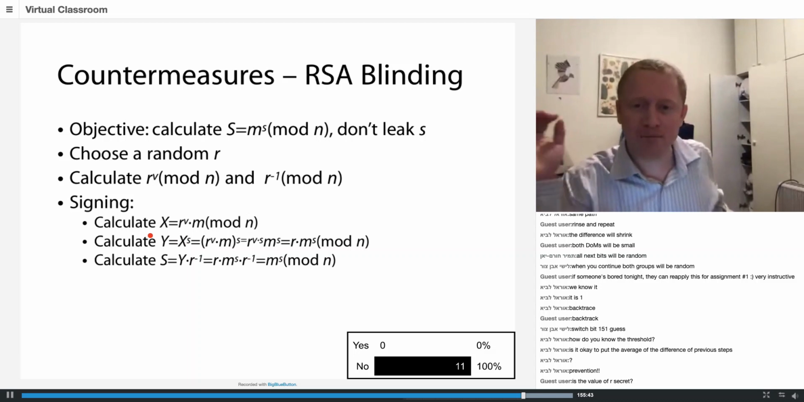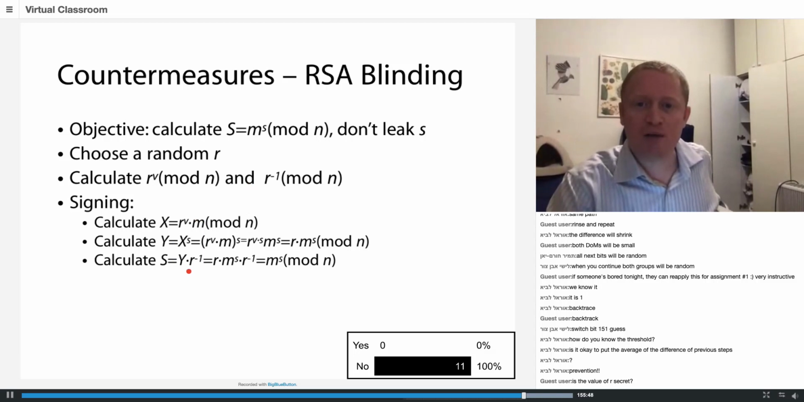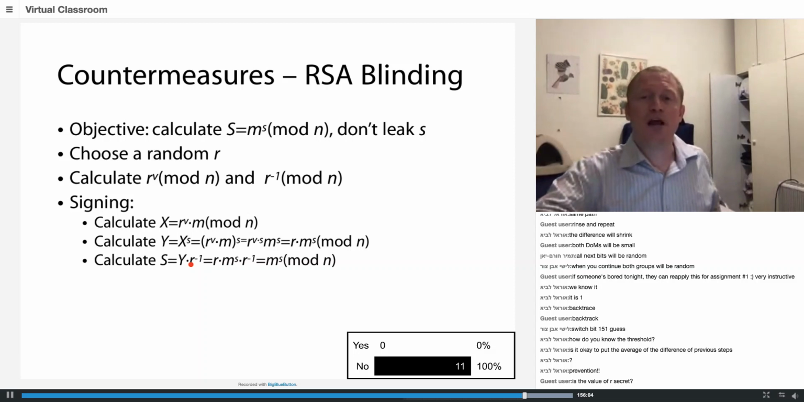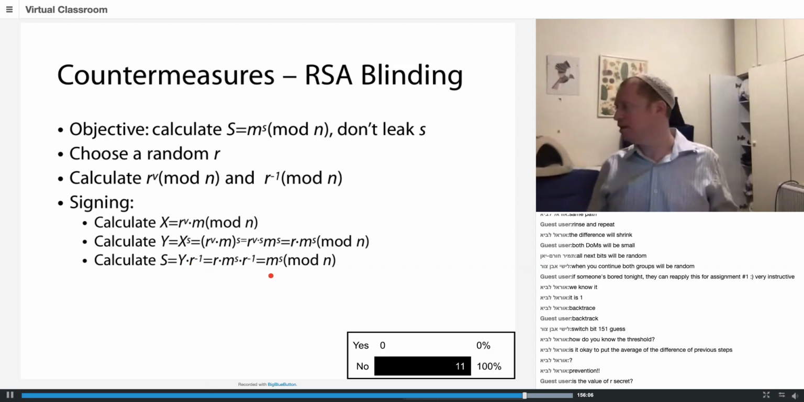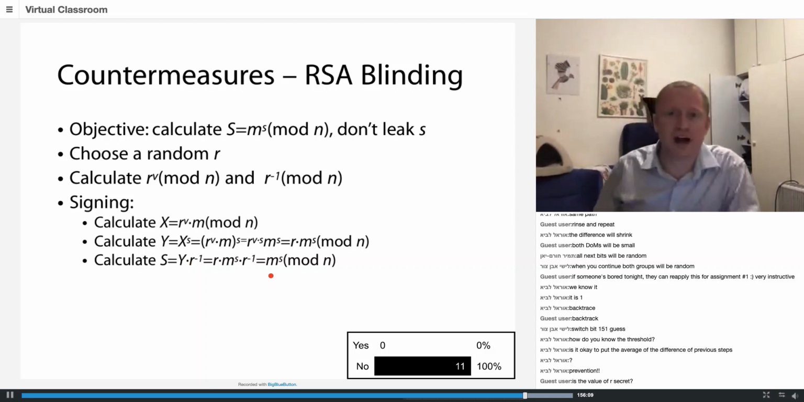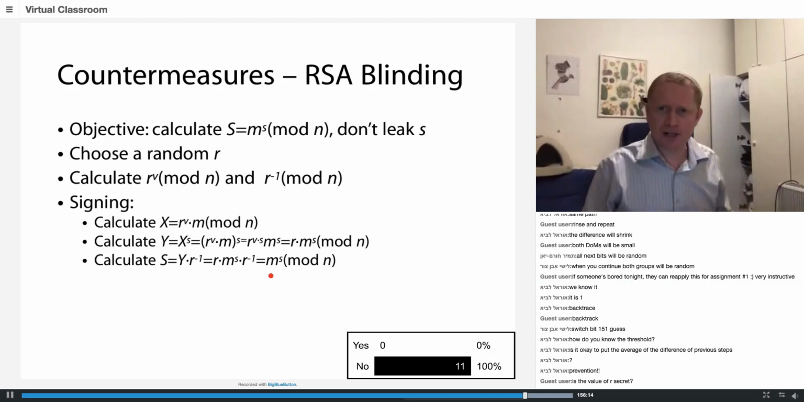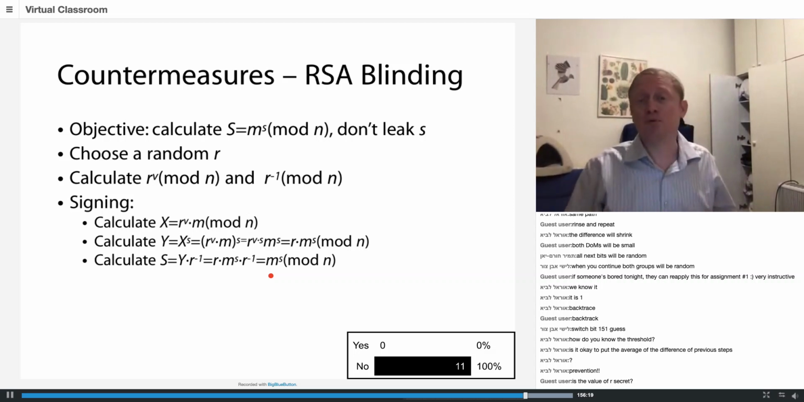So now we have Y, and we take R minus 1, which we calculated earlier. We multiply Y by R minus 1, and then the R and the R minus 1 cancel out, and we get M to the power of S. And again, this calculation does not involve any secret value. So again, it's safe. And the bottom line is we were able to sign the message in average time without exposing ourselves to timing attack. So blinding is really, really nice. It's a really nice idea. Very useful. Actually, many crypto implementations are using it.